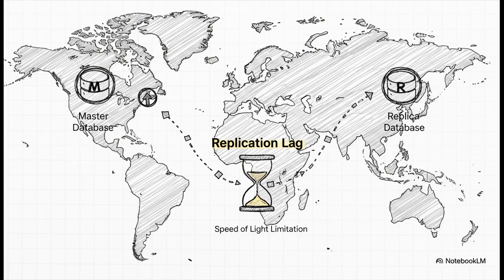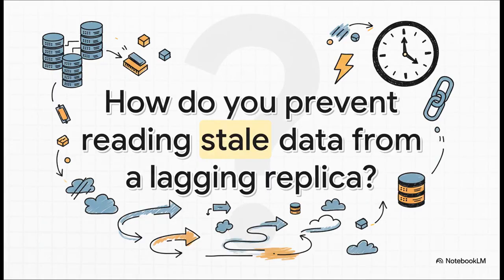When data gets written to the master database in, say, the United States, it takes real time, milliseconds, sometimes even seconds, for that change to get copied over to the replica database in Europe. The speed of light is a very real bottleneck. This creates a really nasty race condition. I mean, how do you stop a user in Europe from reading old, stale data from their local cache, just because the update from the US hasn't physically arrived at their local database yet?